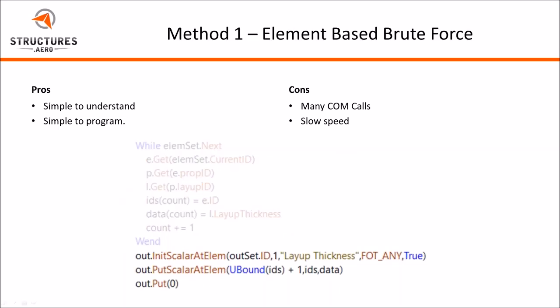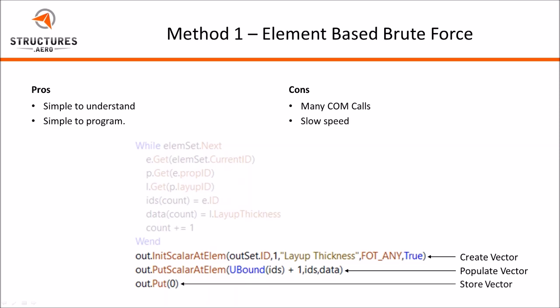The bottom part of the program are those same helper methods that we saw previously. We're going to create the output vector. We're then going to populate that vector with the arrays that we've already created, and we're going to put that vector into the database in a single COM call. So these last three lines are already optimized. There's not really anything we can do to speed these up, so as we're going through this, these will be constant. We're just going to be looking at that while loop and figuring out how we can speed up the process of generating the data.